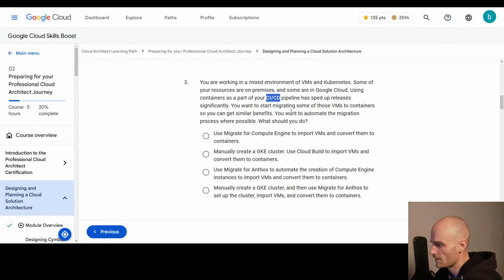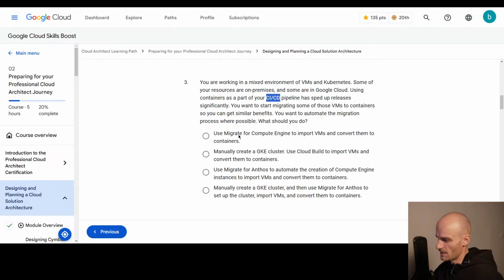Using containers as part of your CI/CD pipelines has sped up releases significantly. You want to start migrating some of those VMs to containers so you can get similar benefits. You want to automate the migration process where possible. What should you do? Use Migrate for Compute Engine to import VMs and convert them into containers.